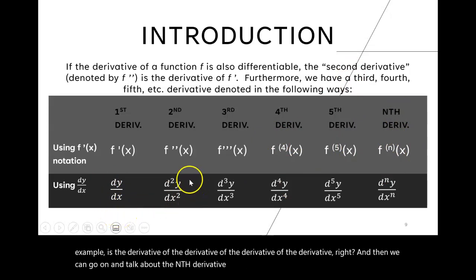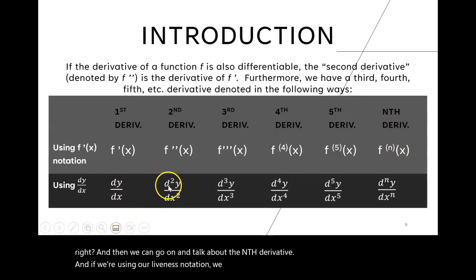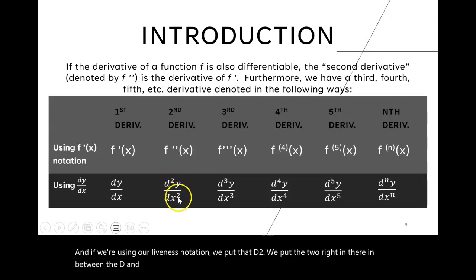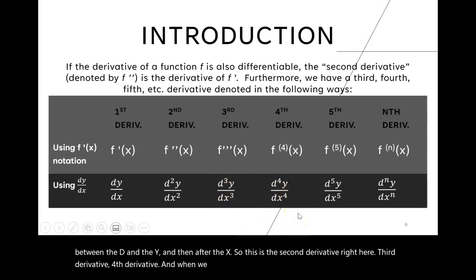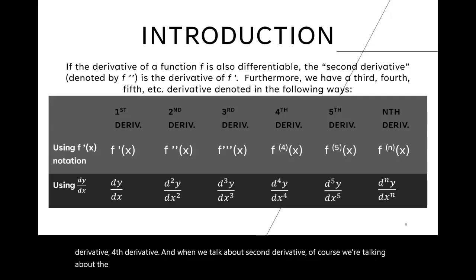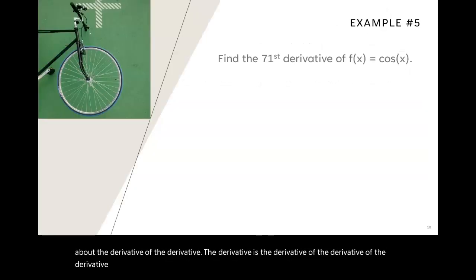And if we're using our Leibniz notation, we put the 2 right in there in between the d and the y, and then after the x. So this is the second derivative right here, third derivative, fourth derivative. When we talk about the second derivative, of course, we're talking about the derivative of the derivative. The third derivative is the derivative of the derivative of the derivative. Well, why am I bringing this back up again?